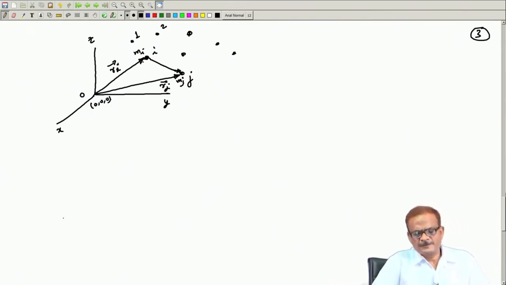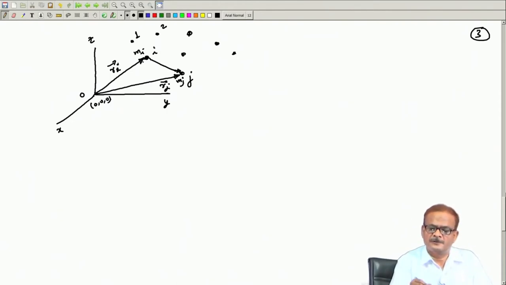So, what we are interested in is to find the equation of motion of j with respect to i, or maybe in whatever way you want to say, if you want to find out the equation of motion for this with respect to this, how the motion will appear.